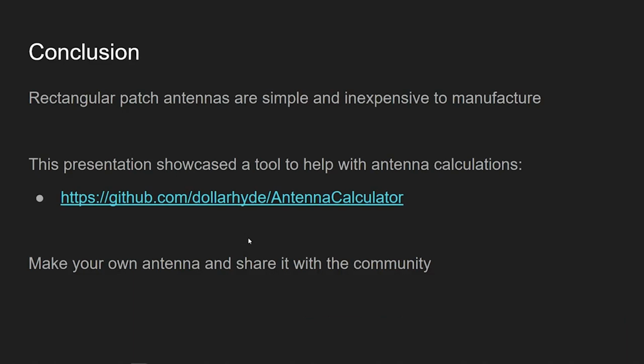Rectangular patch antennas are simple and easy to manufacture. I encourage you to try some of these manufacturing methods and make your own antennas. The only thing that I ask is that you share with the community, and if throughout the process you have any additional requests or ideas, feel free to make an issue or a pull request and I will be happy to look into it and further improve it.